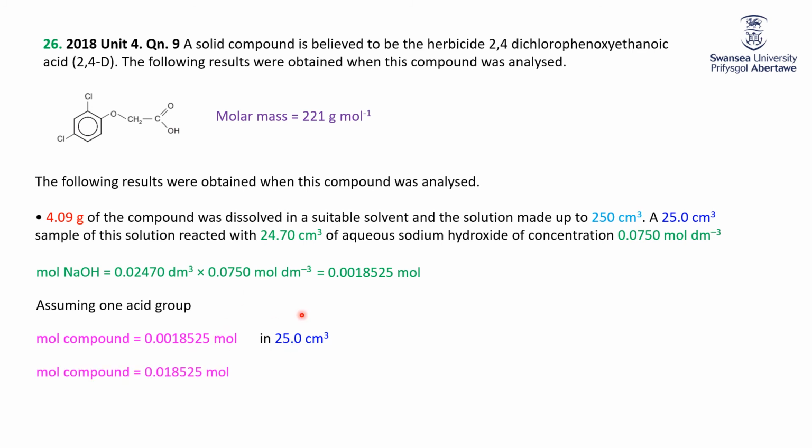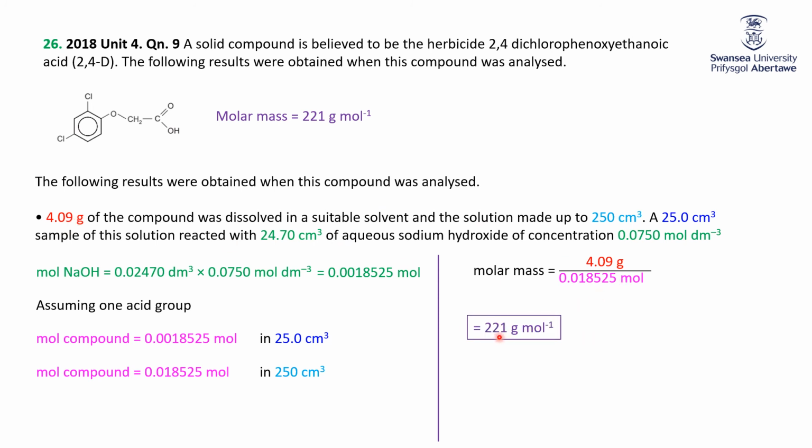Okay, but we took 250 cubic centimeters total of the compound, of which we took 1/10 of that. So then the moles of the compound in the 250 cubic centimeters is 10 times as much, 0.018525. And that, of course, was 4.09 grams. So the molar mass of this compound from these data is 4.09 grams divided by the number of moles, which is 221 grams per mole. So this also agrees. Of course, this has got nothing to do with spectra, but it was there in the middle of the question, so I thought let's leave it in to practice.